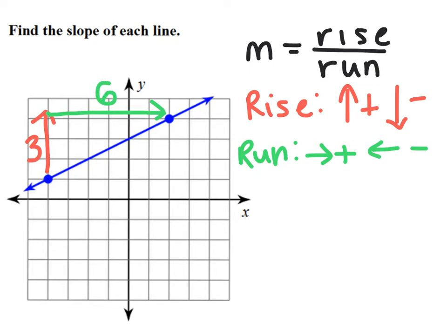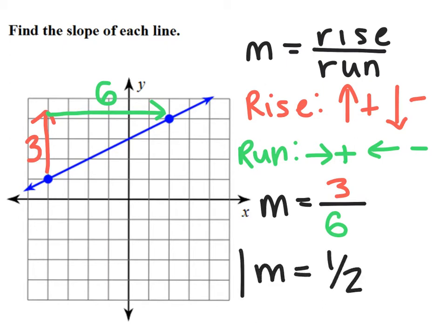Now I'm going to plug it into my slope formula. So your slope equals the rise, which is 3, over the run, which is 6. And finally, this can be simplified to 1/2. So your final answer is the slope is 1/2.